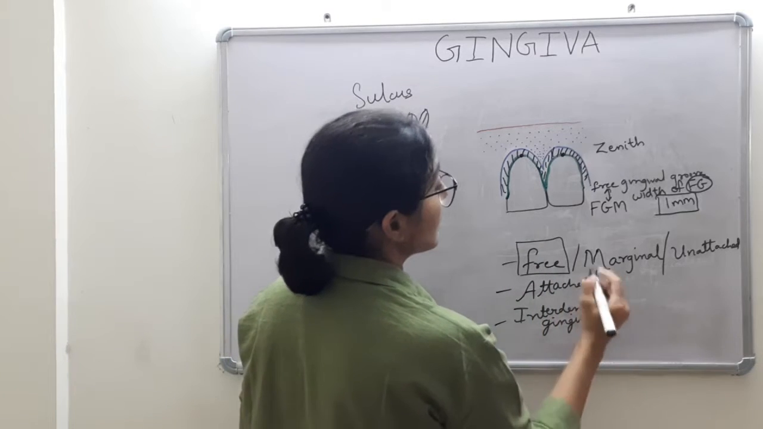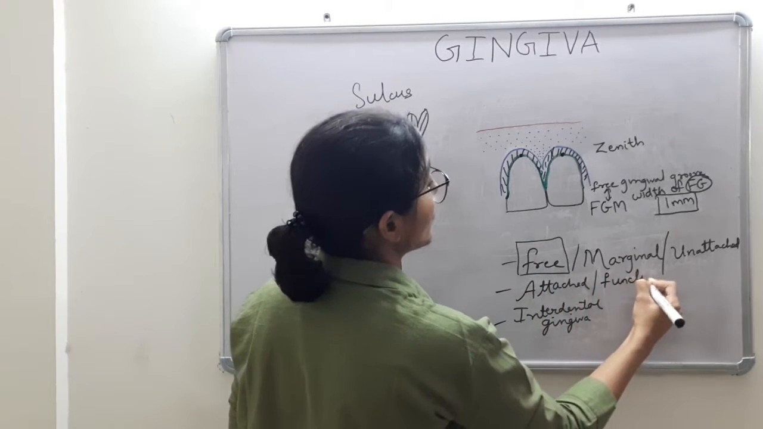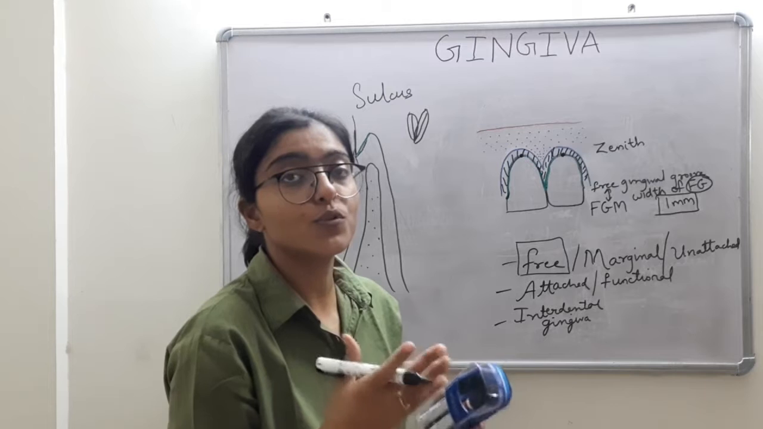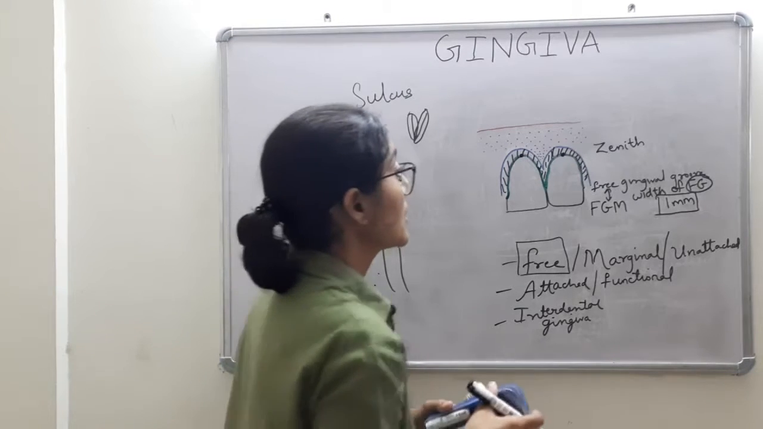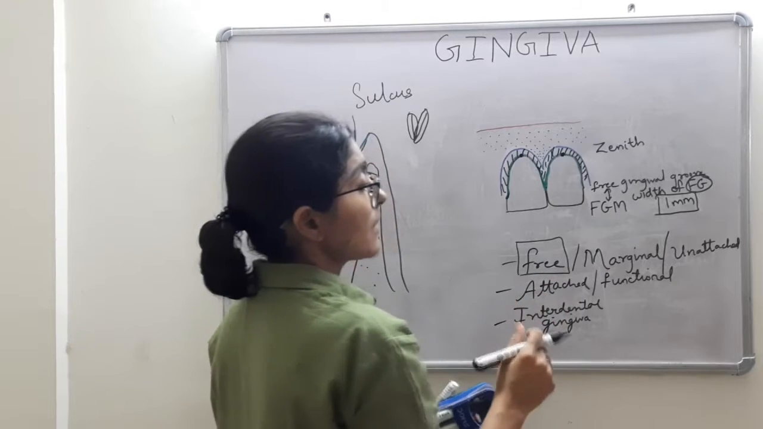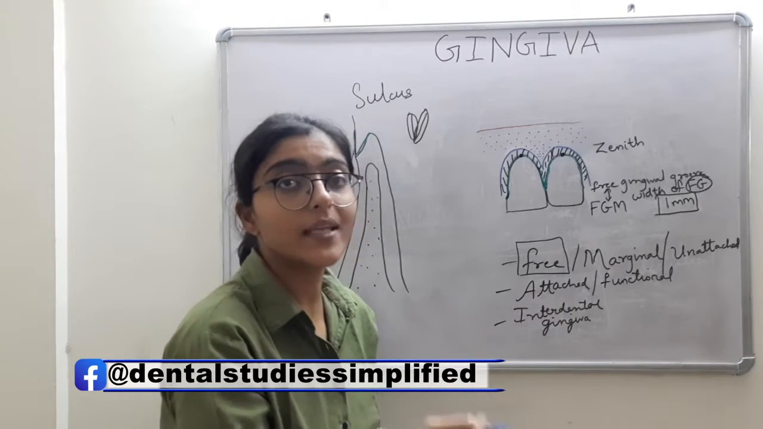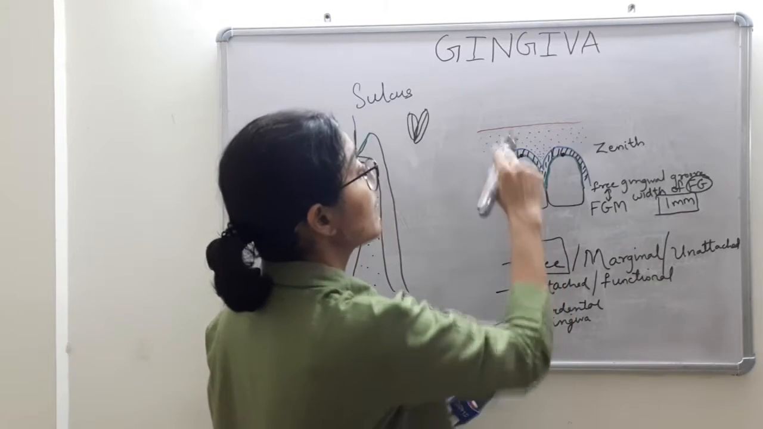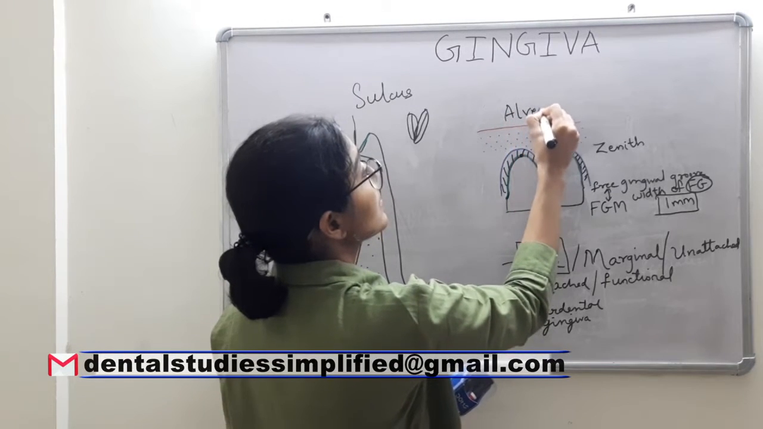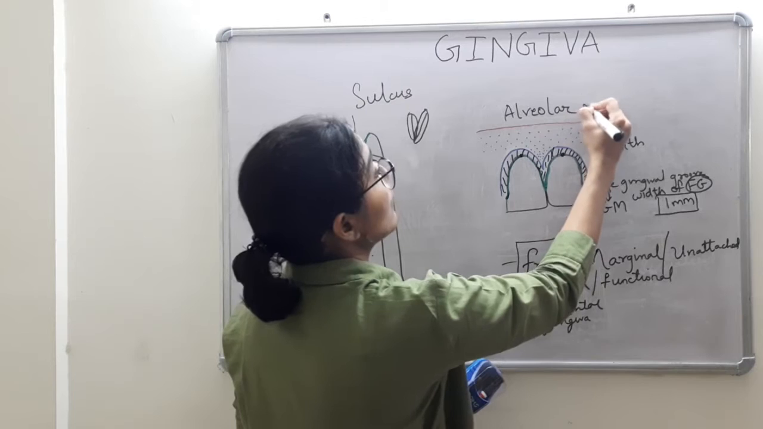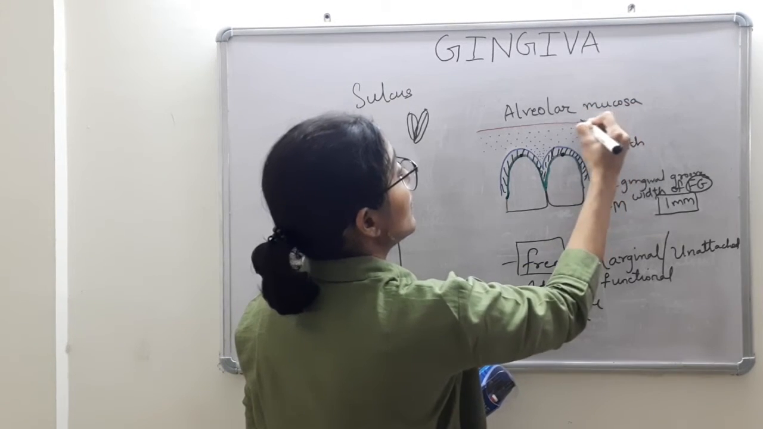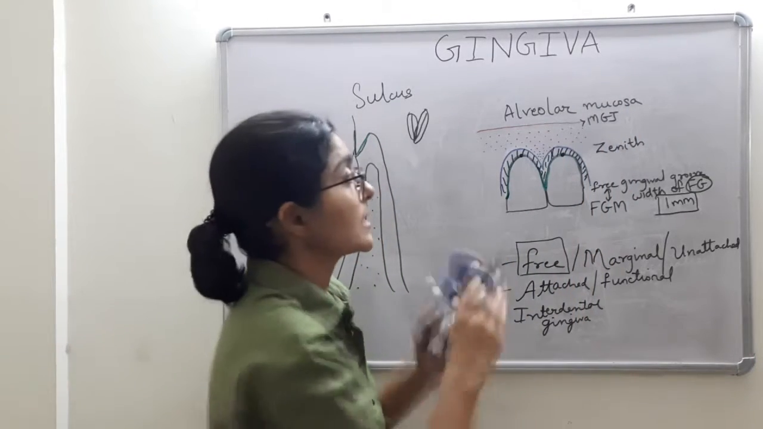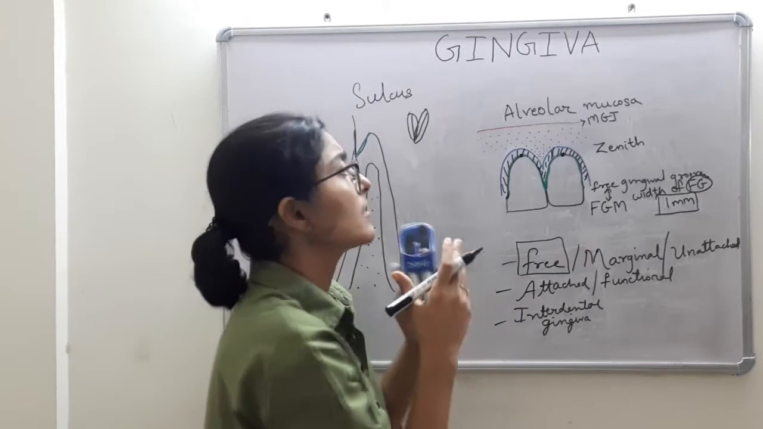Again, attached gingiva is also known as functional gingiva or mucosa. Attached gingiva is firmly bound to the underlying tissues, that is periosteum. Clear? This attached gingiva is firmly bound. It is attached, that is why the name attached gingiva. Now this attached gingiva is further demarcated from the loose and soft alveolar mucosa by the mucogingival junction, which is a roughly linear demarcation.